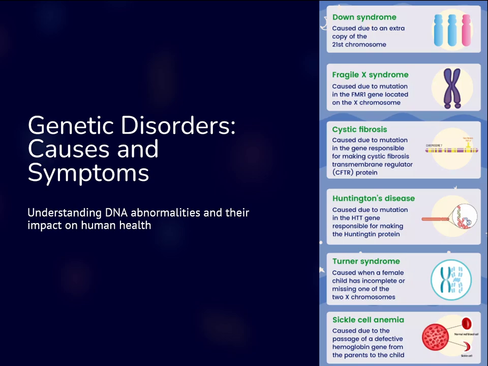Our goal today is to understand how these mutations happen and what kinds of symptoms they cause, and how doctors and scientists diagnose and sometimes even treat these disorders. So as we go, I want you to think about this. How does a tiny change in DNA lead to such big effects in the body? Can we always predict the outcome of a mutation? And what role does the environment play in all of this?